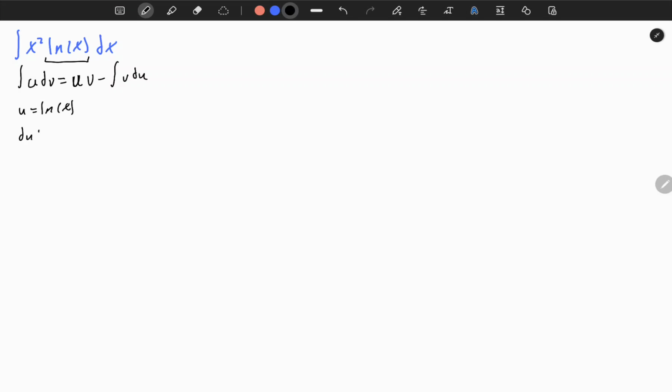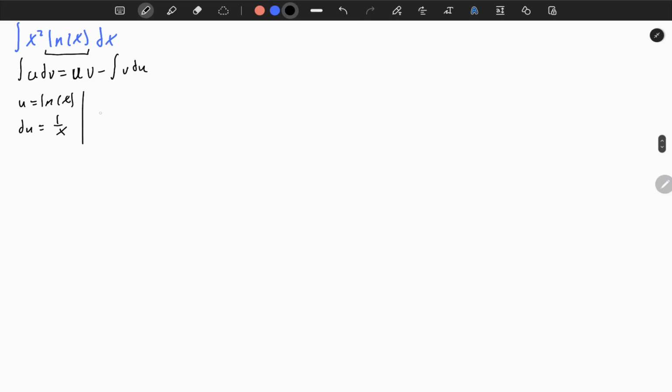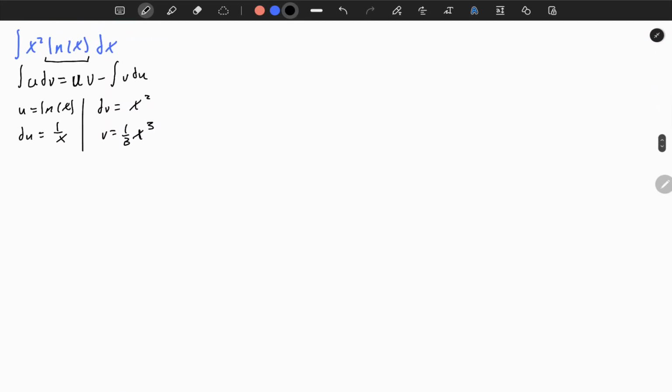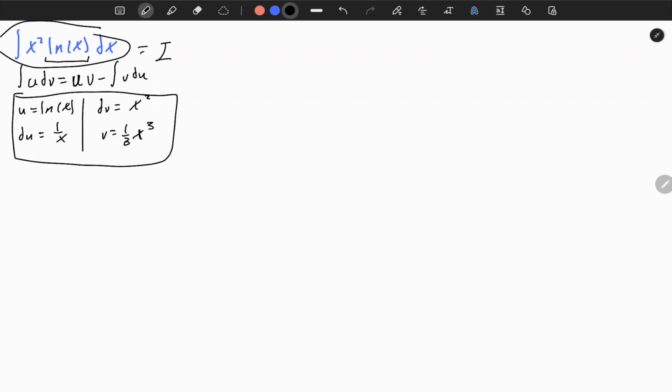We know that the derivative of that would just be 1 over x. And the antiderivative would just be 1/3 times x to the third. Oh, jumping around today. So now that we have that here, it's all just a matter of plugging in things into the equation. Now, I'm not going to write this whole thing again. So I'm just going to set it equal to I.